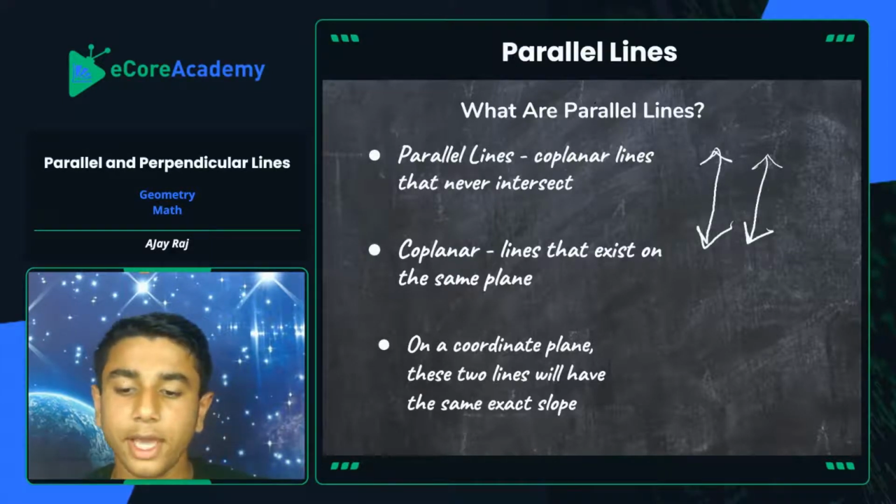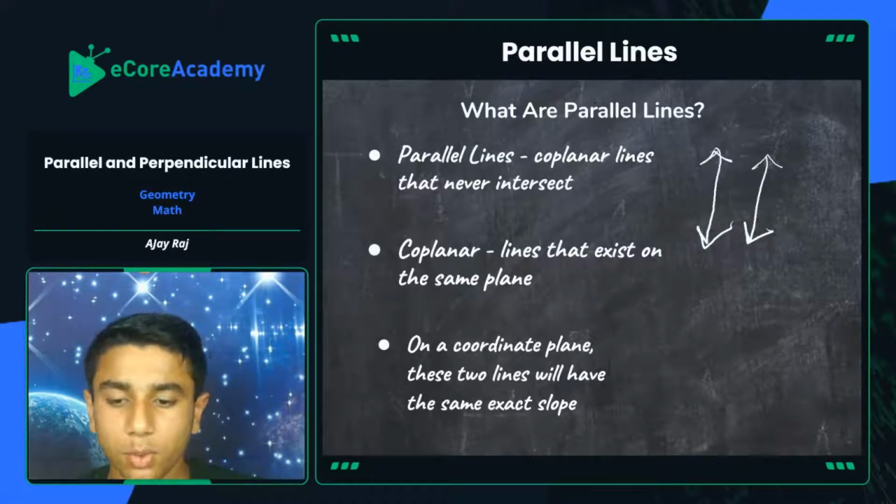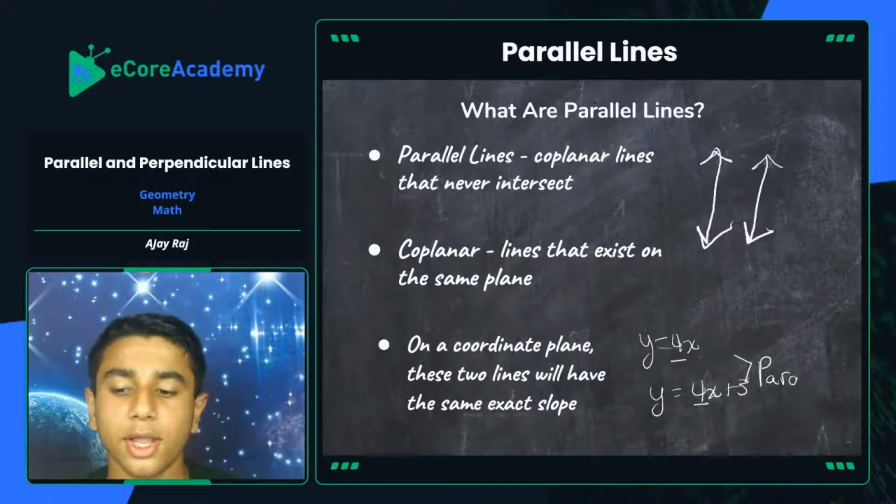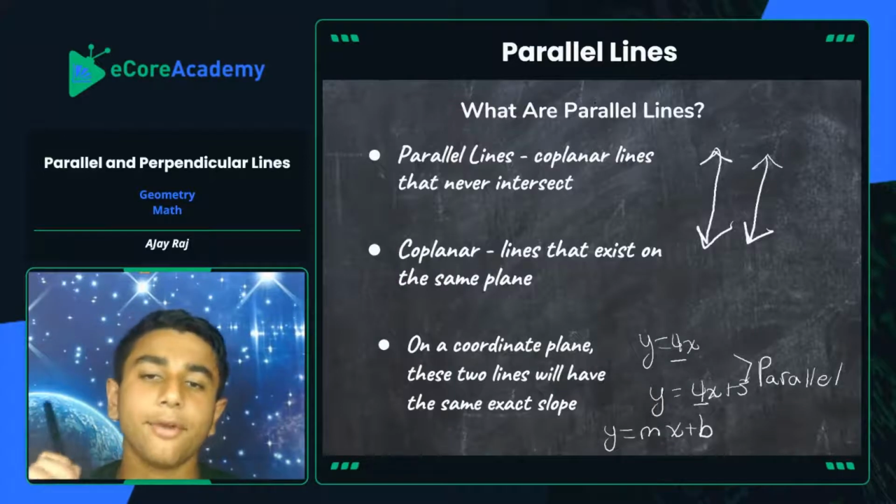So if we had one equation of y equals 4x, and another equation with y equals 4x plus 3, since they both have the same m value, or the same slope, they are parallel. So basically their slope in the equation y equals mx plus b, I'm going to write that down again, y equals mx plus b. If they both have the same m value, that means they are parallel and they will never ever intersect.